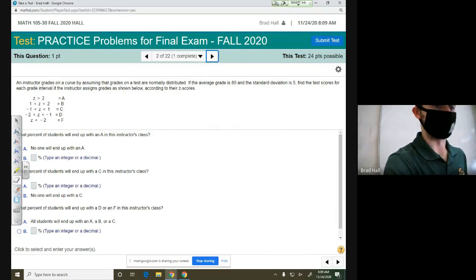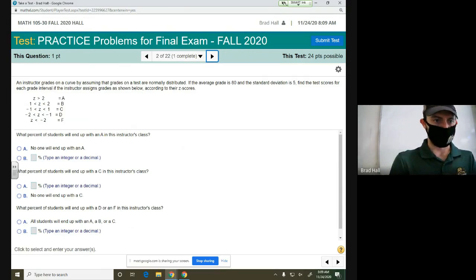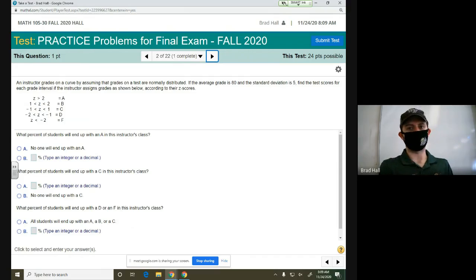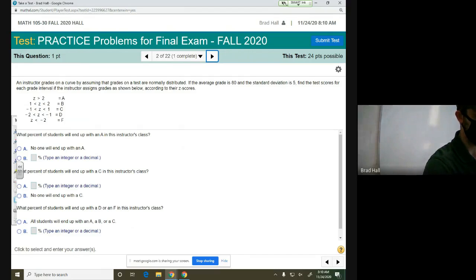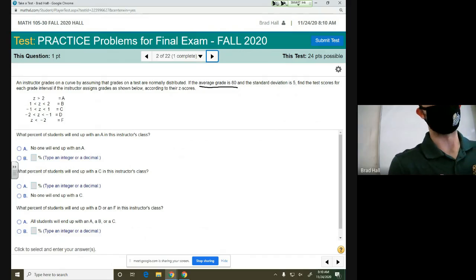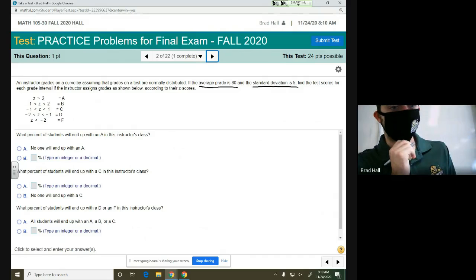Okay, this is another statistics-based problem. So hopefully you remembered the Z's. Those are the Z scores. And what this is asking for is determining how these Z scores correspond to grading boundaries. The Z scores establish what minimum or maximum grade or grade range one would need to get an A, a C, a D, or an F. The average is 80. The standard deviation is 5. We're going to be using this to our advantage.